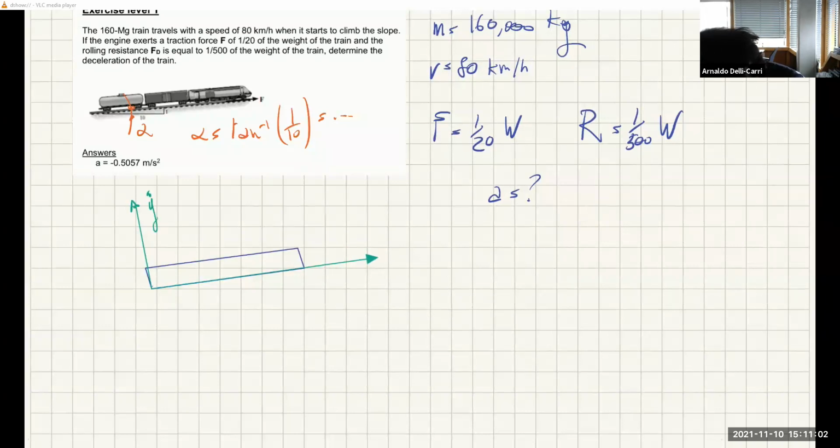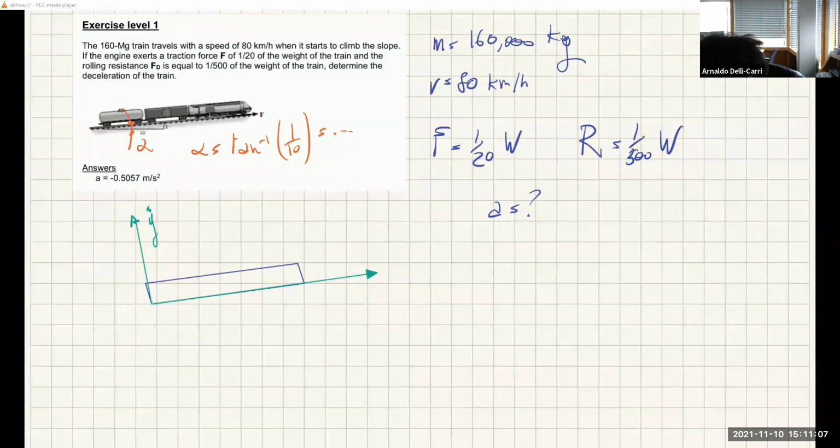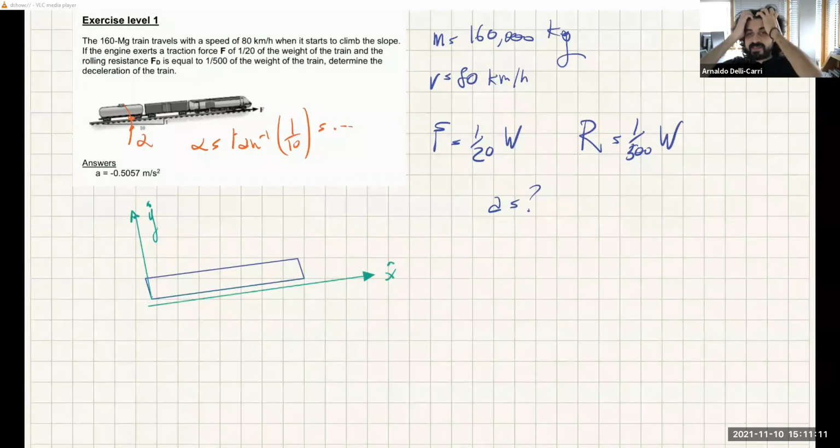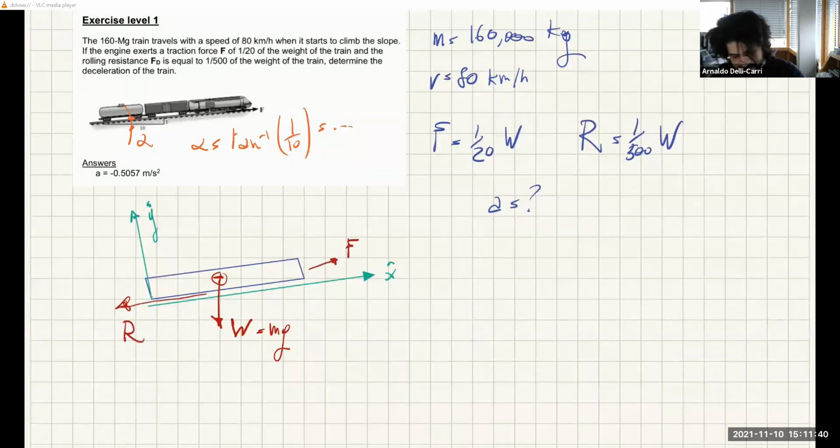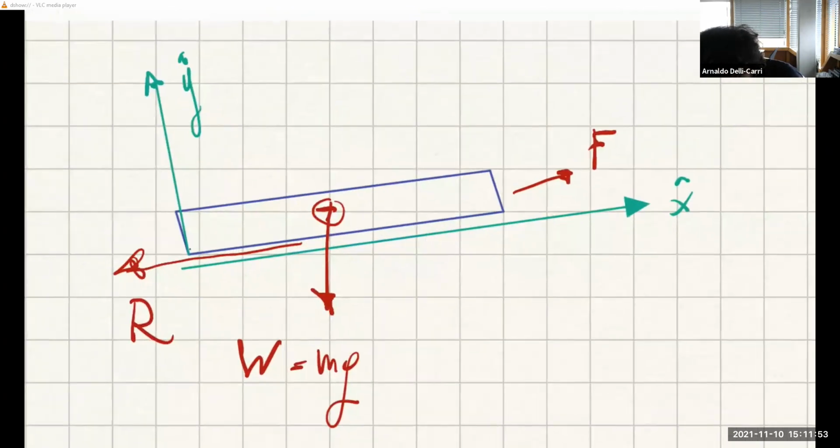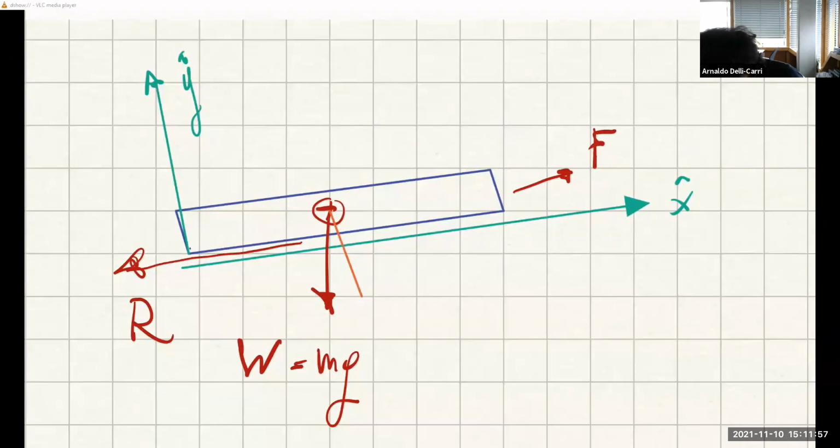Why? Because this gives us a very good way of writing the equations of motion. So we know that the center of mass of the train has the weight force, which is equal to mg. The other forces are the traction force, F, and the resistance force, so the rolling resistance force, R. As you can see, this F and this R are completely along X, but we need a description for W, because W, the weight, is partly along this axis and partly along this axis.